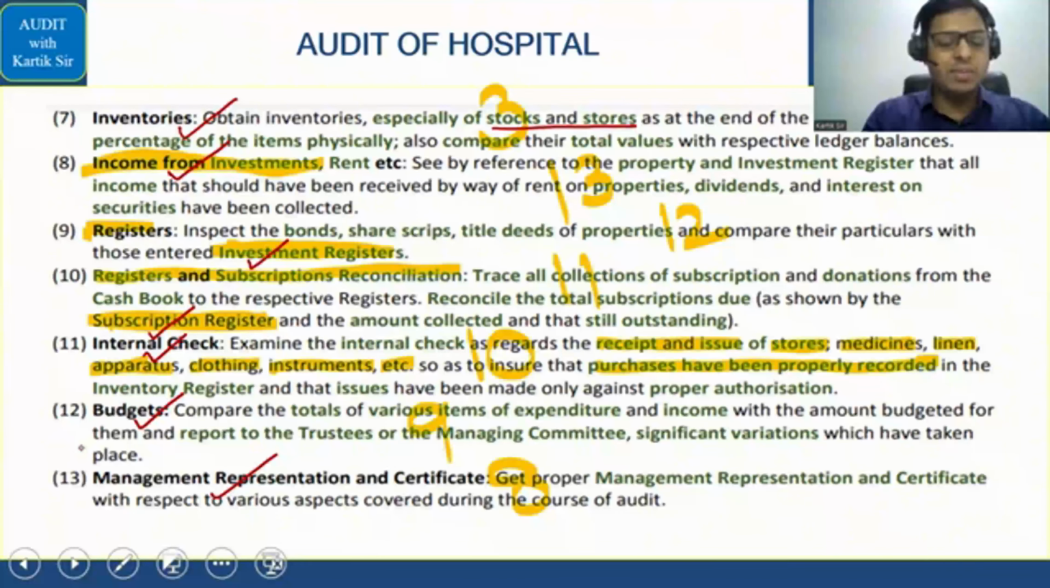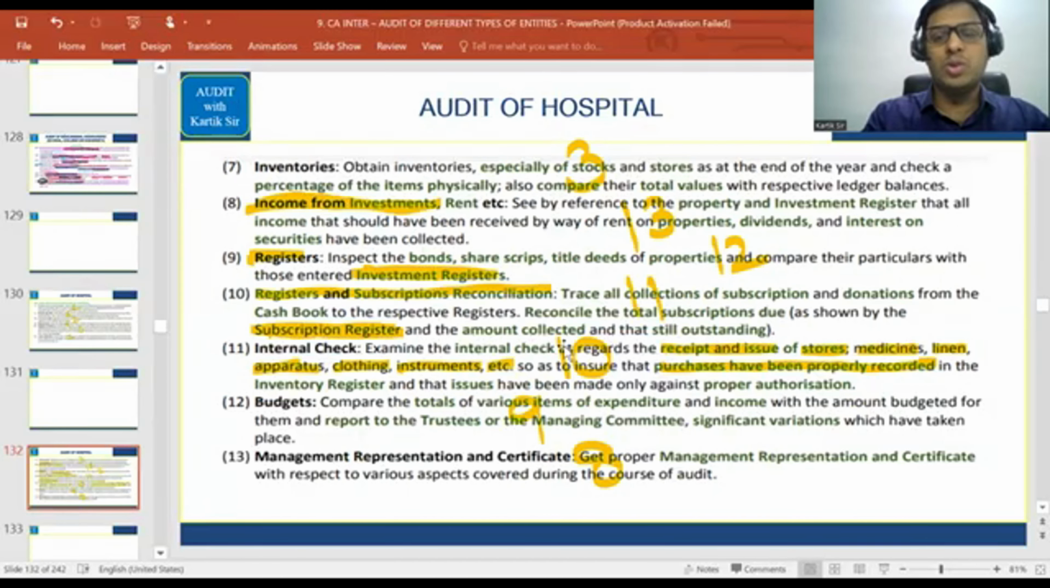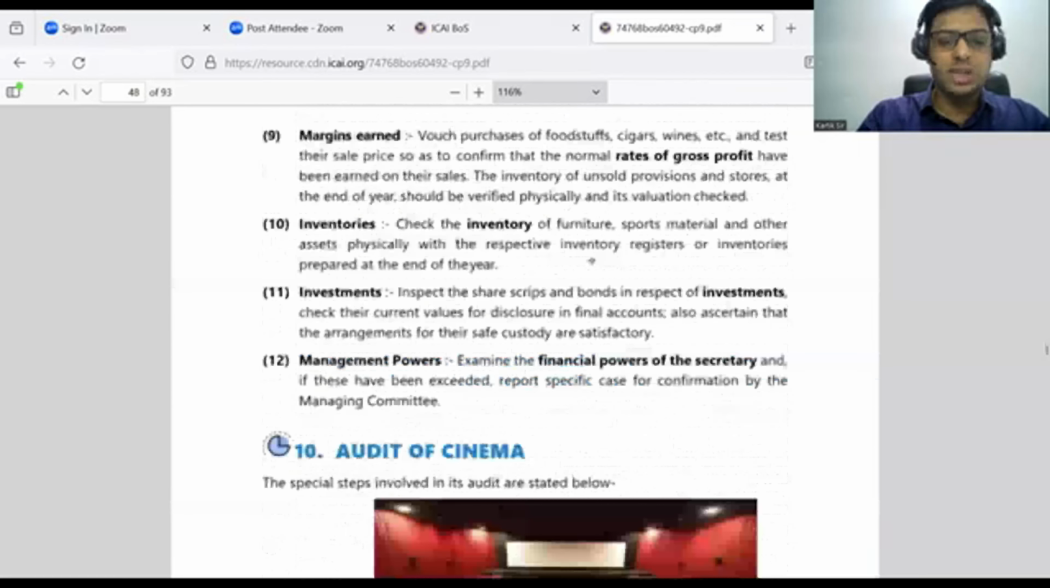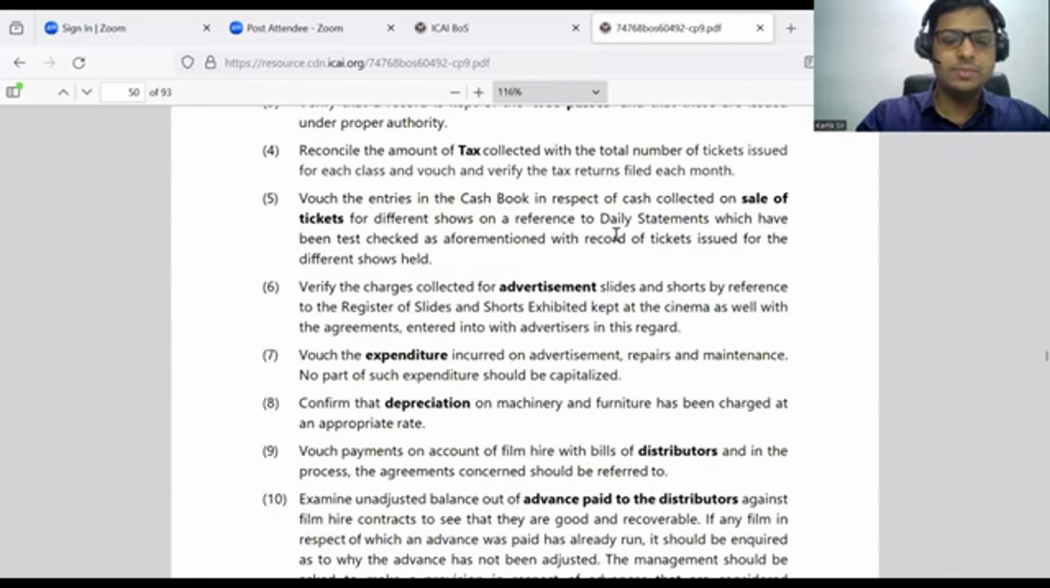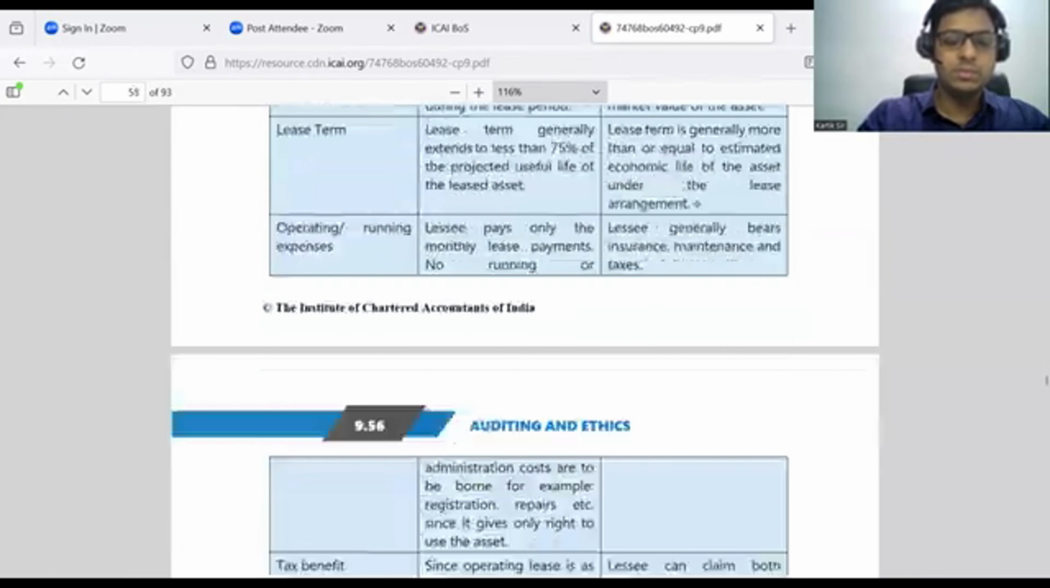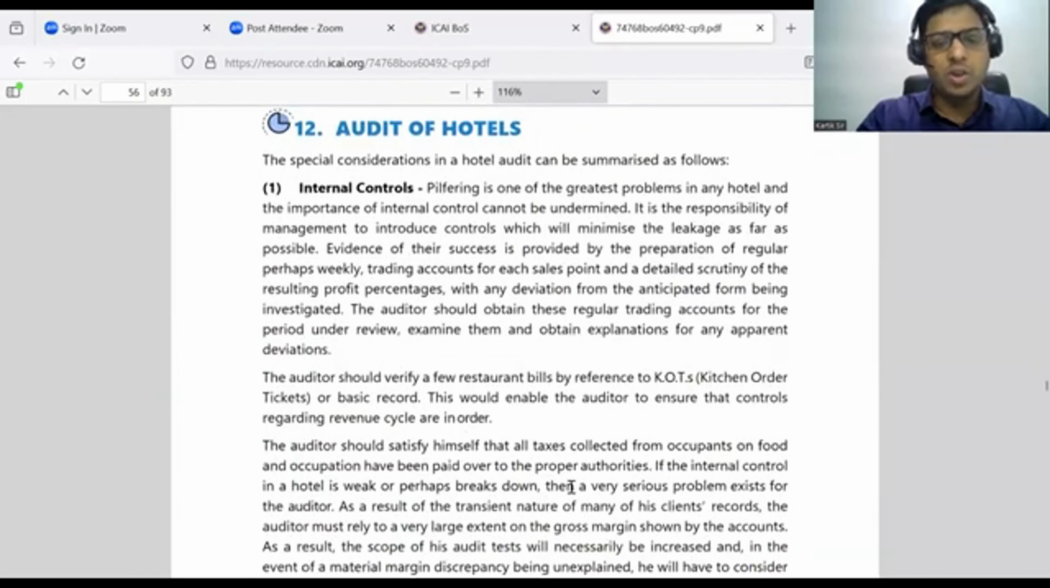ठीक है? इसके बाद मैं एक और कवर कर रहा हूँ यहाँ पे, that is called audit of hotels. And for audit of hotels, I'll again take you to the module only because in the module they have given it in a much better manner. एक second रुकना यहाँ पे. So we are now doing something called audit of hotels. Just a second. आ जाओ यहाँ पे audit of hotels में.